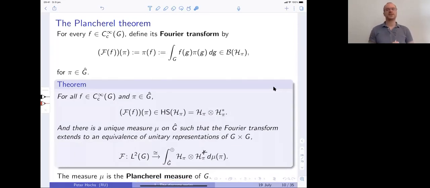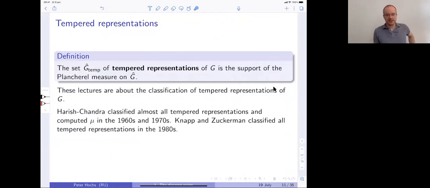Now, existence and uniqueness of mu is an abstract theory, but computing mu explicitly and computing the support of mu is a very difficult bit of work by Harish-Chandra. And the support of that measure is by definition the set of tempered representations. We'll denote this by G hat with a subscript temp. The representations in there are called tempered. So my convention, by the way, is that the tempered representations are all irreducible, and it's the support of this measure. So if you want to decompose the representation L2 of G, as a G times G representation, the tempered representations are the ones you need.